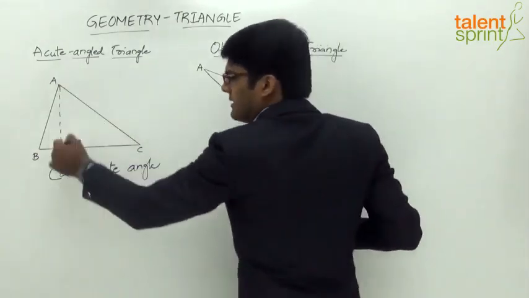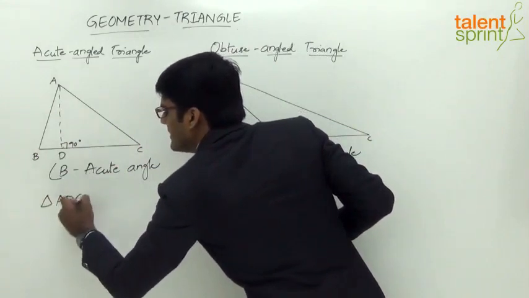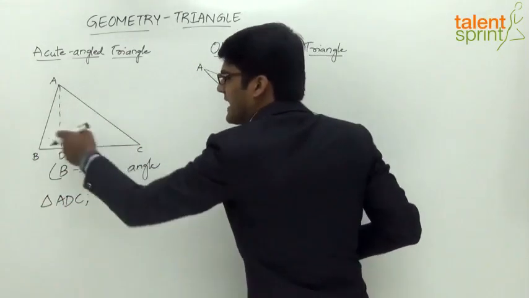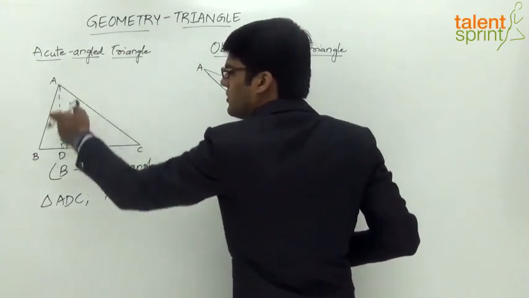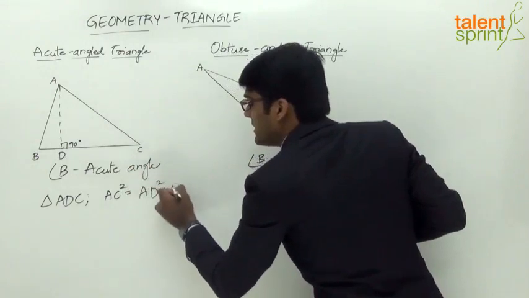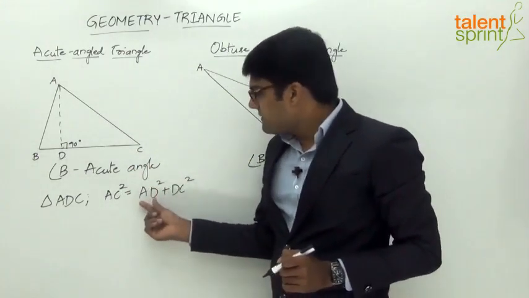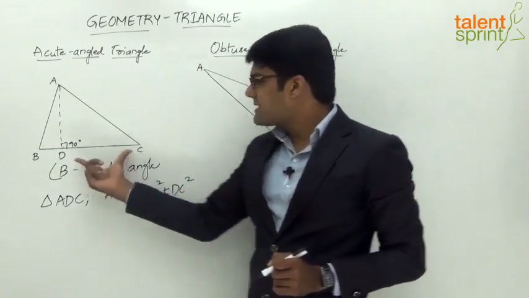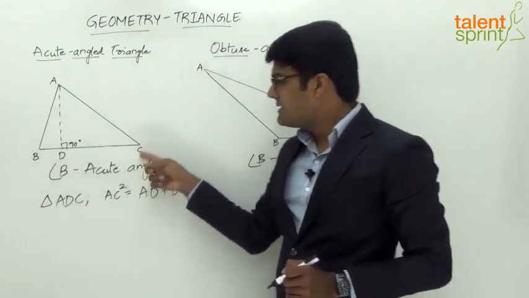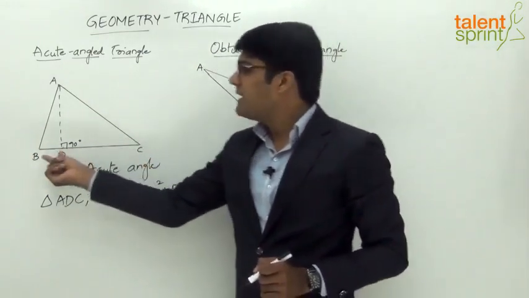Now let us look at the triangle ADC, right? In triangle ADC, what do we see? AC squared, right? This is a right angle triangle. So AC square will be equal to AD square plus DC square. Now if you observe this side DC, right? The side DC here can be taken as BC minus BD. DC is nothing but the complete base BC minus BD.